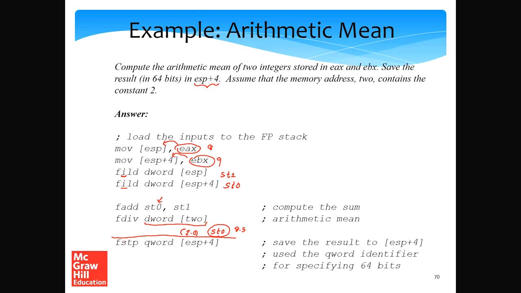To save a 64-bit result, I'm using the FST instruction. And to just clean up the stack, I'm using FSTP, but it's technically not required. So FST would have been just fine.